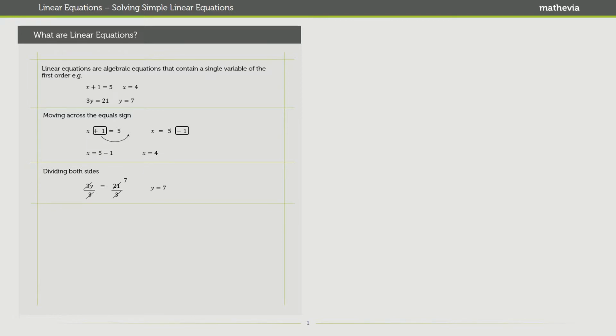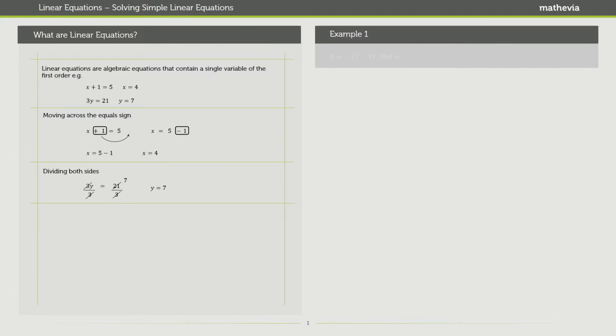Very simple concept. All you need to know is that the main aim is to get the variable on its own and all the numbers on the right. If you have something added or subtracted from the variable, you move it across the equal sign. If you have something multiplying the variable, you divide both sides. Very simple. Let's solve a few examples.